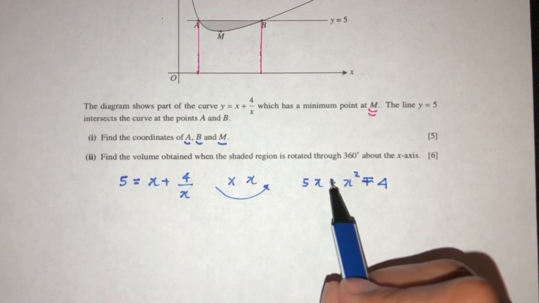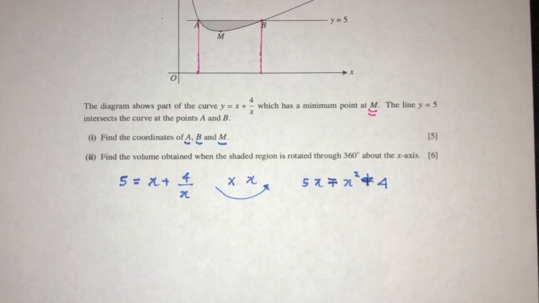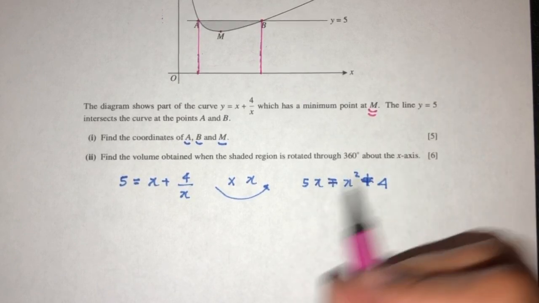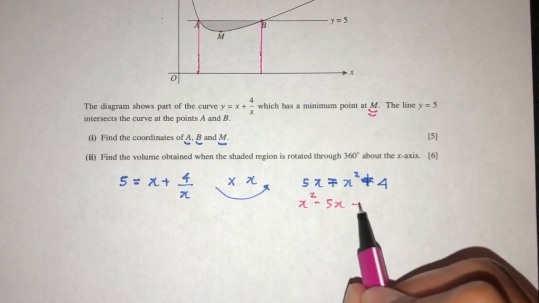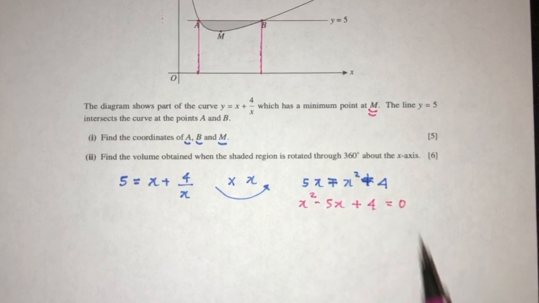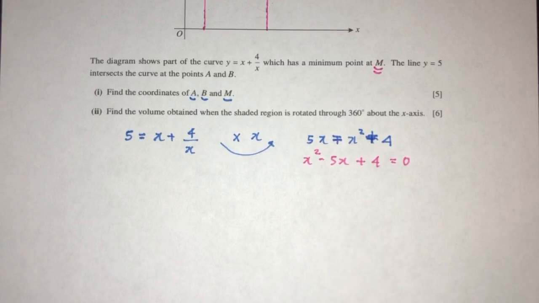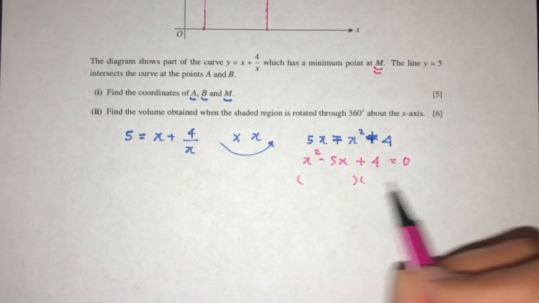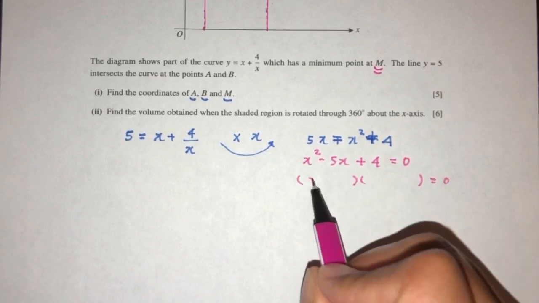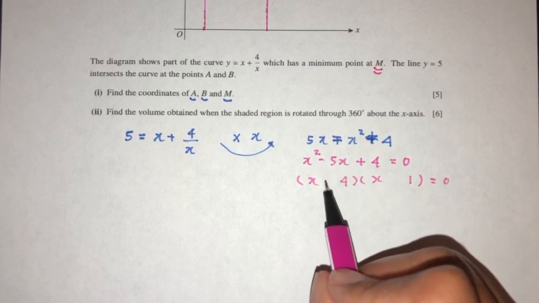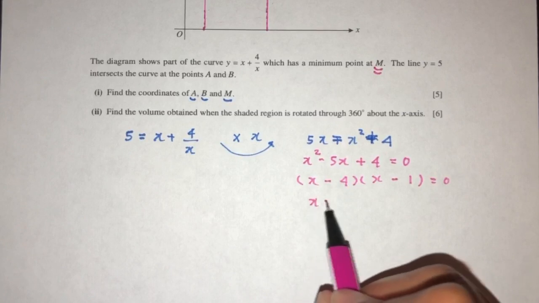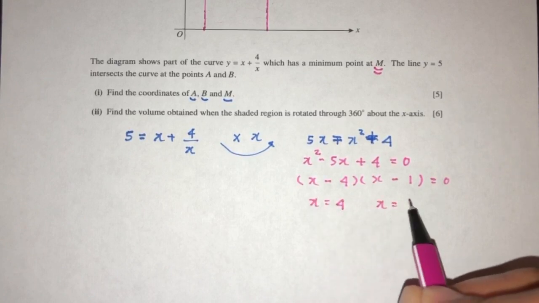I think this one is equal here, and that is plus here. Apologies. Now I have to rearrange. Let's send everything to this side. You will have x squared minus 5x plus 4 equals 0. Now we have a quadratic equation. We can factorize. We can use the formula if you want to. 4 is 4 times 1. To get minus 5, we have to have minus 4 minus 1. So x will be 4 and x will be 1.